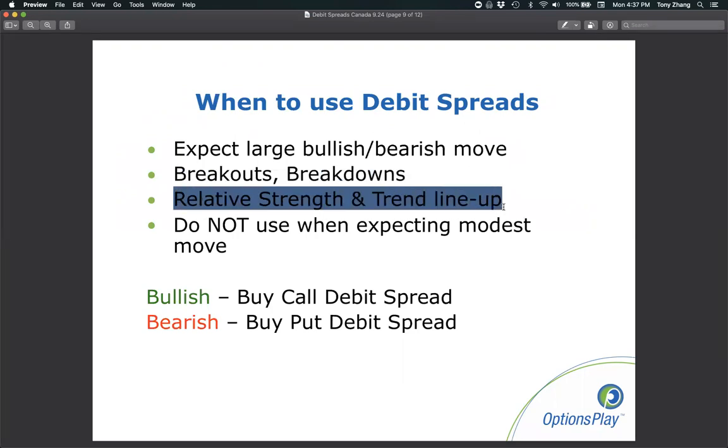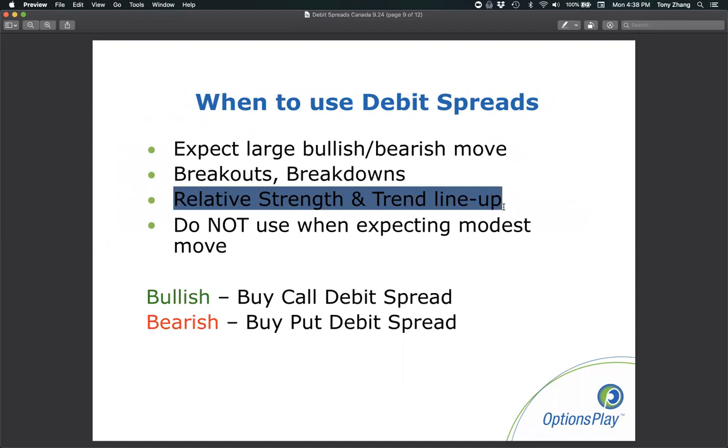Another thing that we tend to look for is relative strength in the trend lining up. So meaning if the stock is a strong stock and it's in bullish trends, these are the types of stocks that you want to look for call debit spreads. For stocks that have weak relative strength and bearish trends, those are the types of stocks that you want to look at for put debit spreads.